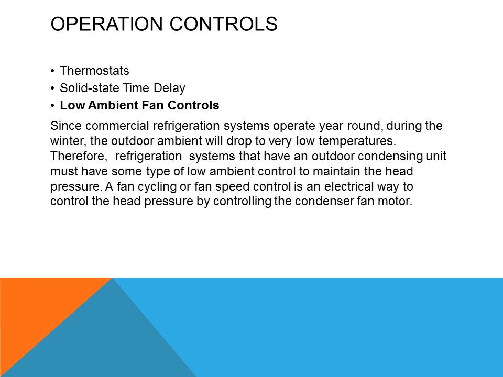Since commercial refrigeration systems operate year-round, during the winter, the outdoor ambient will drop to very low temperatures. Therefore, refrigeration systems that have an outdoor condensing unit must have some type of low ambient control to maintain the head pressure. A fan cycling or fan speed control is an electrical way to control the head pressure by controlling the condenser fan motor.